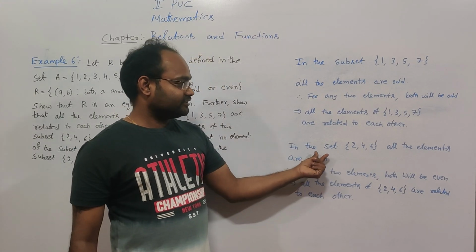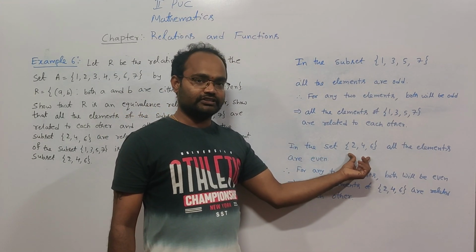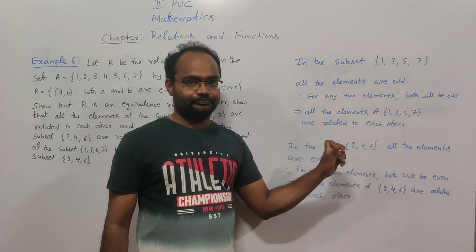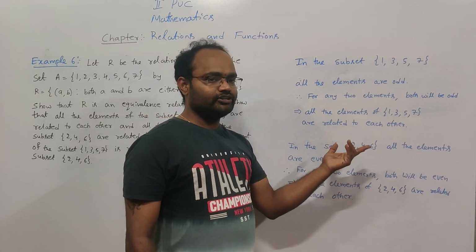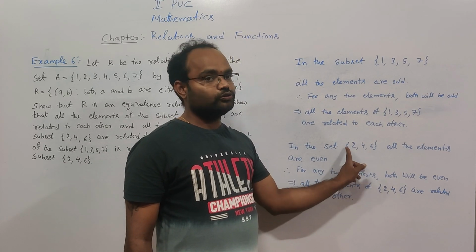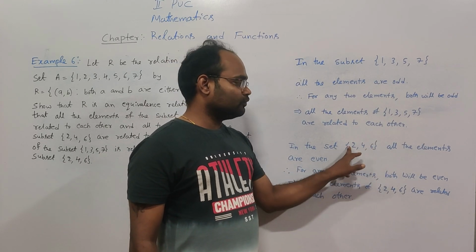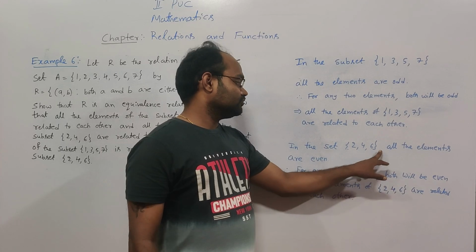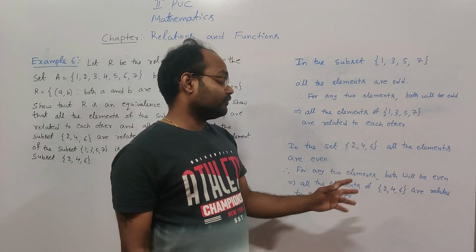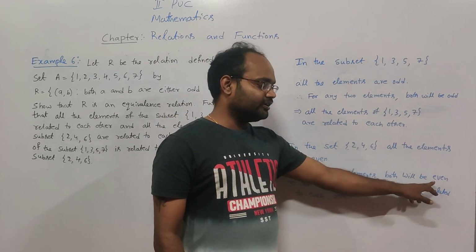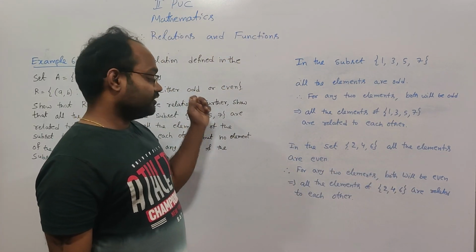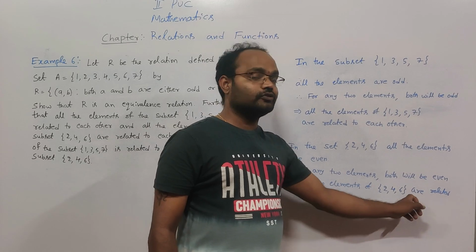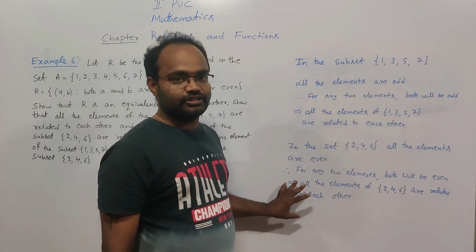In the subset 2 4 6, all the elements are even. So any two elements you take, 2 4 both even, 2 6 even, similarly 4 2 even, 4 6 even, 6 2 even, 6 4 even. So you consider any two elements, both will be even. It is also satisfying the condition. So therefore all the elements of 2 4 6 are also related to each other.